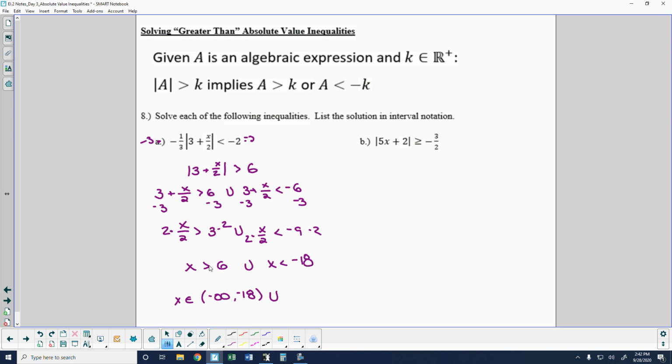And then the other one is greater than 6. So it's going to start at 6, but with a parenthesis, and it's going to go to the right of 6 forever to infinity. So this would be interval notation here. So the difference here with 8 is once we got to the absolute value, that absolute value was greater than a constant. So it implies an or statement.